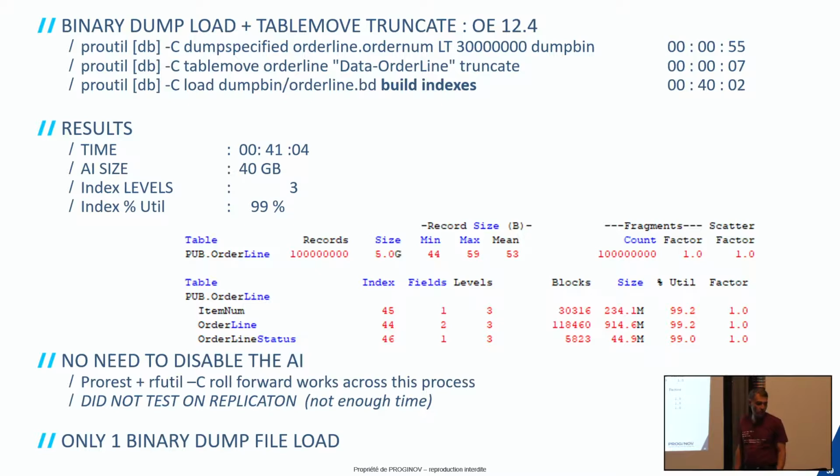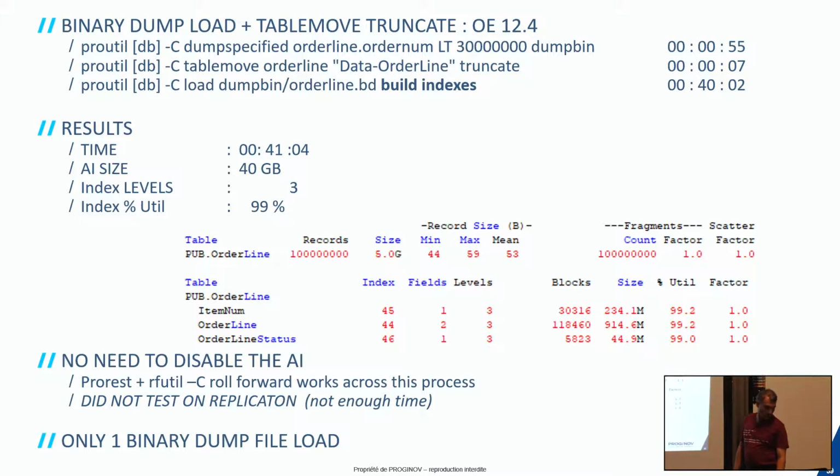I do not need to disable my after image at this point. Purges and ERROR-FTL -C roll forward work across this process. So you do not need to rebaseline your backup. I did not test replication, but Paul says it should work.